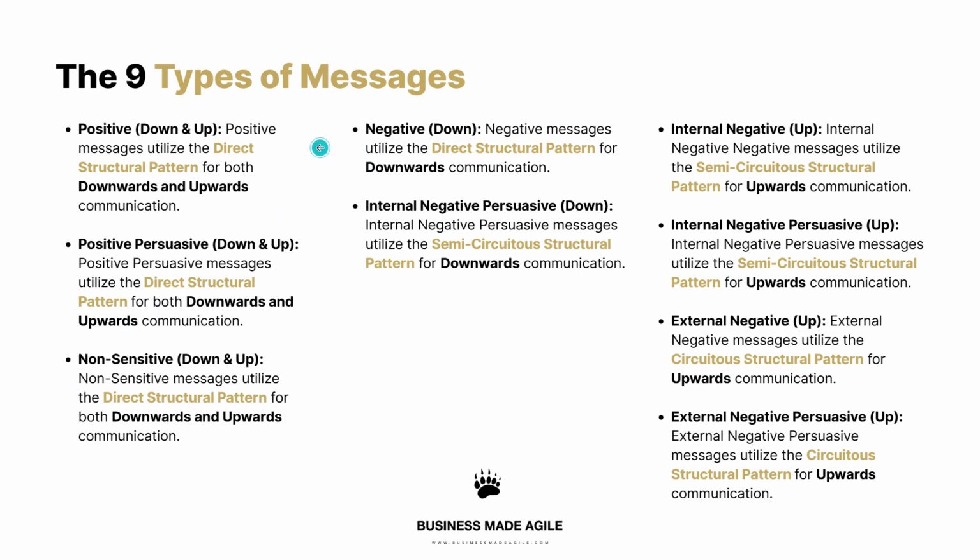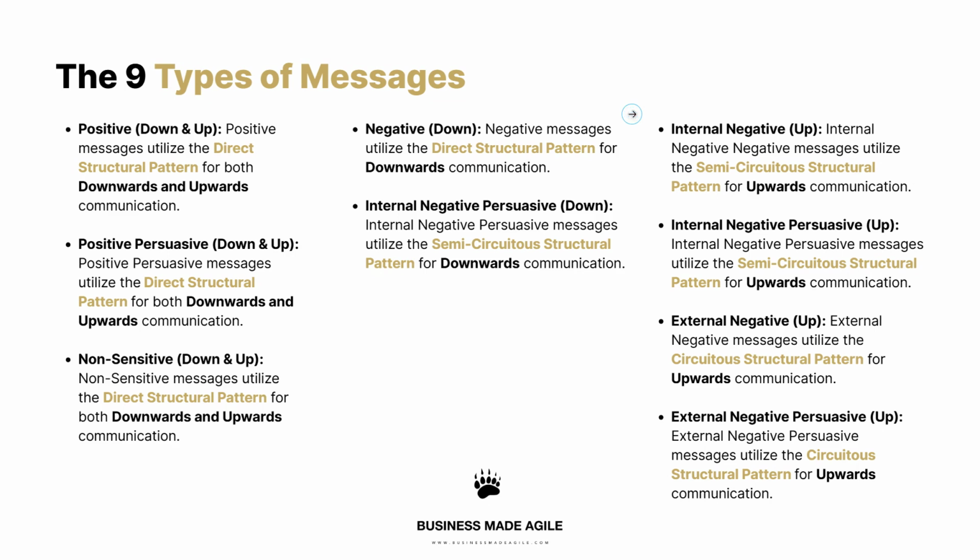Then when we move to negative messages, they use also the direct structural pattern for downwards communication. And the same applies to internal negative persuasive messages. They utilize semi-circuitous structural pattern for downwards communication. And then we move to upwards communication.